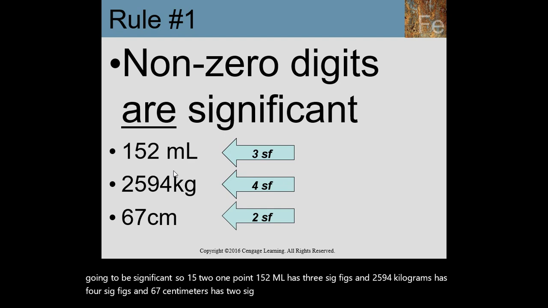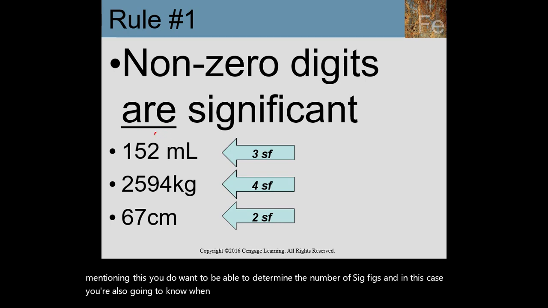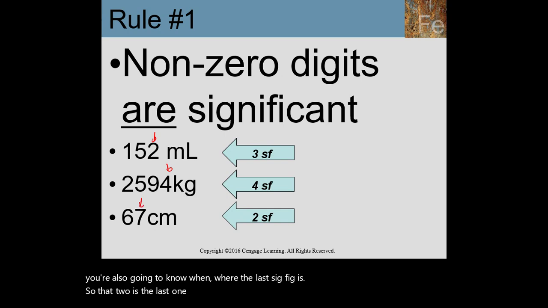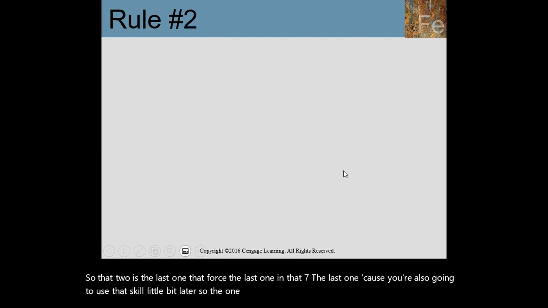As a precursor, as an explanation as to why we're mentioning this, you do want to be able to determine the number of sig figs, and in this case, you're also going to have to know where the last sig fig is. So that 2 is the last one, that 4 is the last one, and that 7 is the last one, because you're also going to use that skill a little bit later. So the one is the last significant digit.